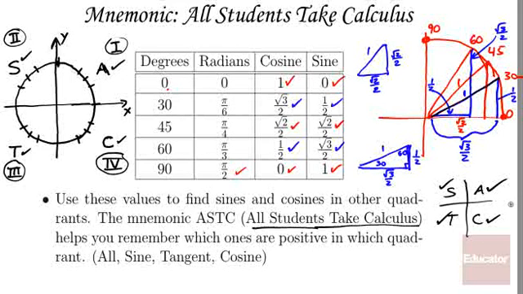The numbers are just all these values that you've memorized: root 3 over 2, root 2 over 2, and 1/2. So we'll do some practice finding sines and cosines of values in other quadrants, based on this table and these common triangles that we remember. Then we'll take those values, introduce some positive and negative signs, and come up with the sines and cosines of angles in other quadrants. Let's try some examples.